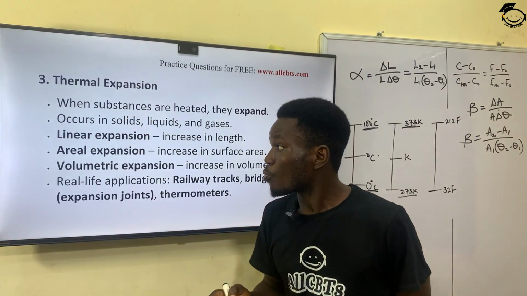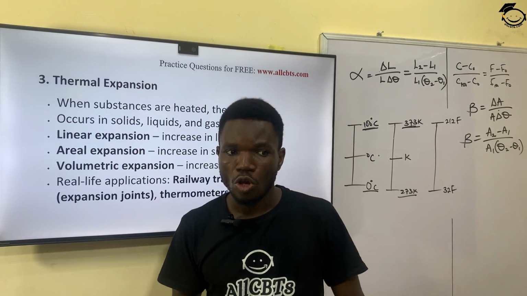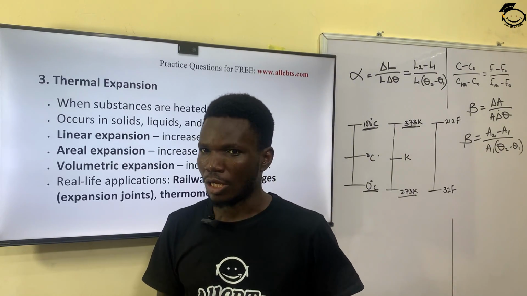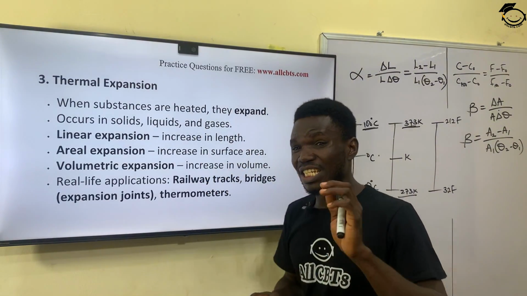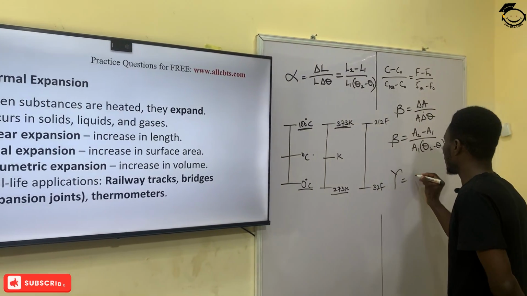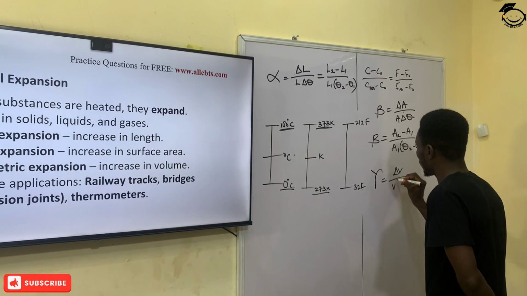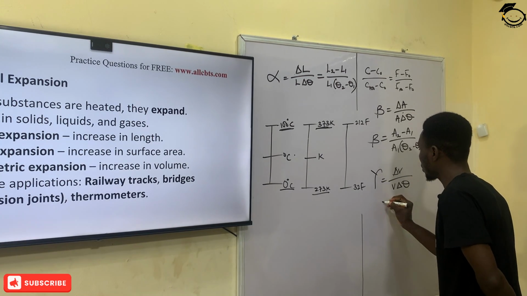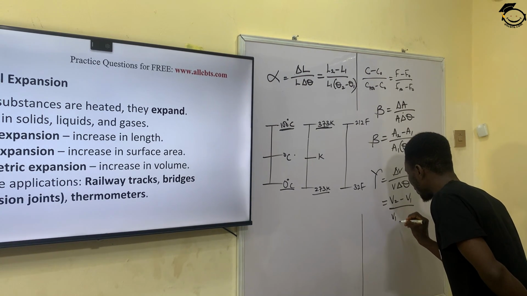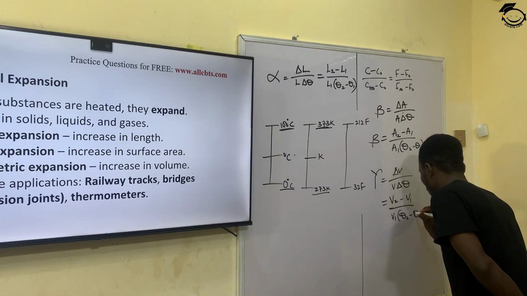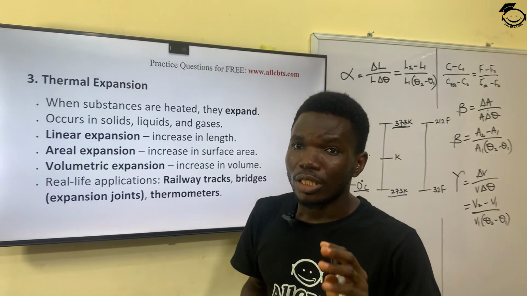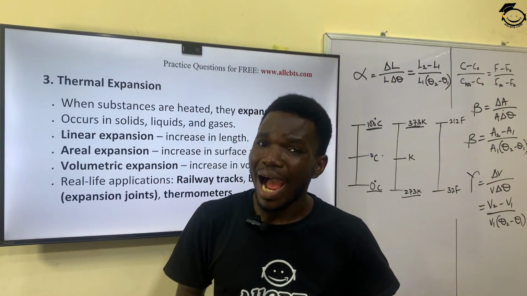Then we have the last one, which is volume expansion or volumetric expansion, also called cubic expansivity or cubic expansion. We denote it with gamma, and it is change in volume, all over volume, change in temperature, which is the same as saying final volume minus initial volume, all over initial volume, final temperature minus initial temperature. These are the different forms of thermal expansion.